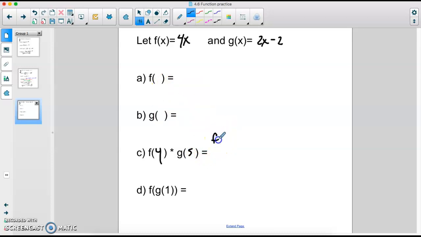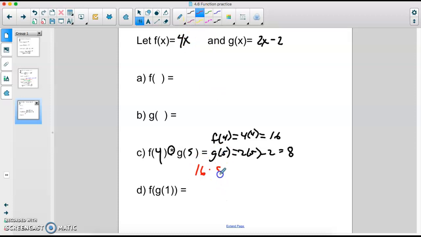And so f of 4 equals 4 times 4 in our case, which is 16. Okay, and then we have g of 5. We're going to use the g formula, right? So 2 times 5 minus 2. And that gets us, what, 10 minus 2 is 8. Okay, so now we're going to take these two numbers, and what are we doing? We're multiplying them. And so 16 times 8, grab my calculator here, 16 times 8 is 128.